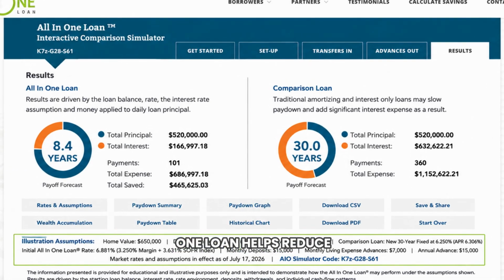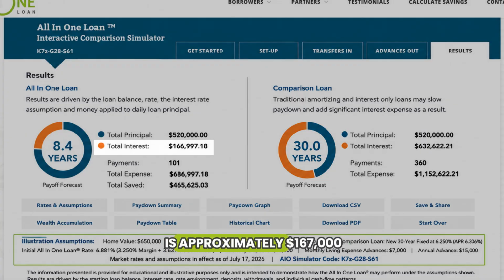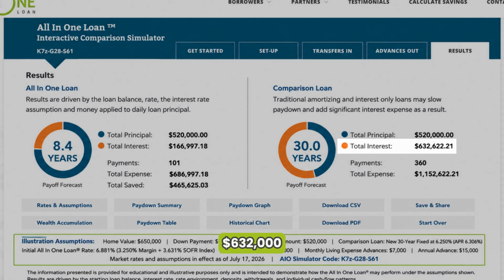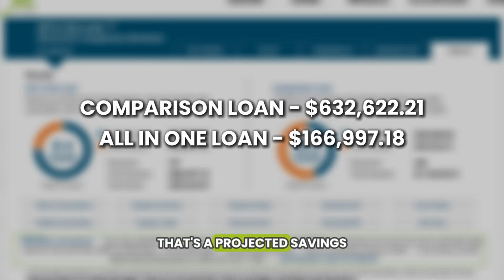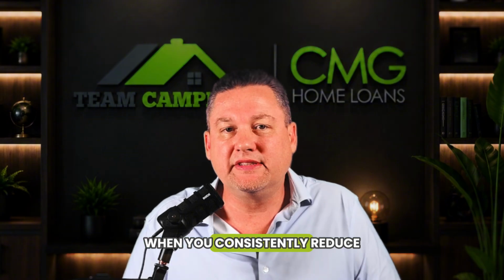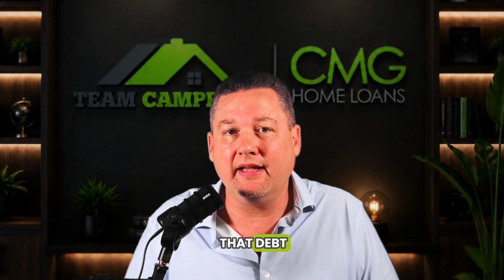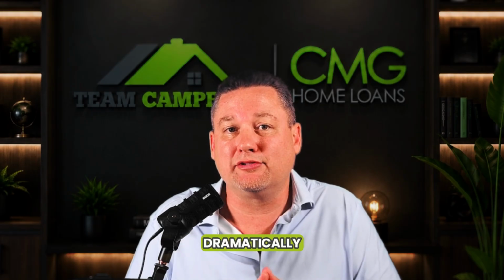Because the all-in-one loan helps reduce the balance the interest is calculated on every day, projected payoff is approximately 8.4 years instead of 30 years. The projected interest paid is approximately $167,000 compared to more than $632,000 with the traditional mortgage. That's a projected savings of more than $465,000 in this example. Here's what the comparison shows. The interest rate matters, but it isn't the only thing that matters. When you consistently reduce the balance that's being charged interest and shorten the amount of time you carry that debt, the overall cost of borrowing can look dramatically different.